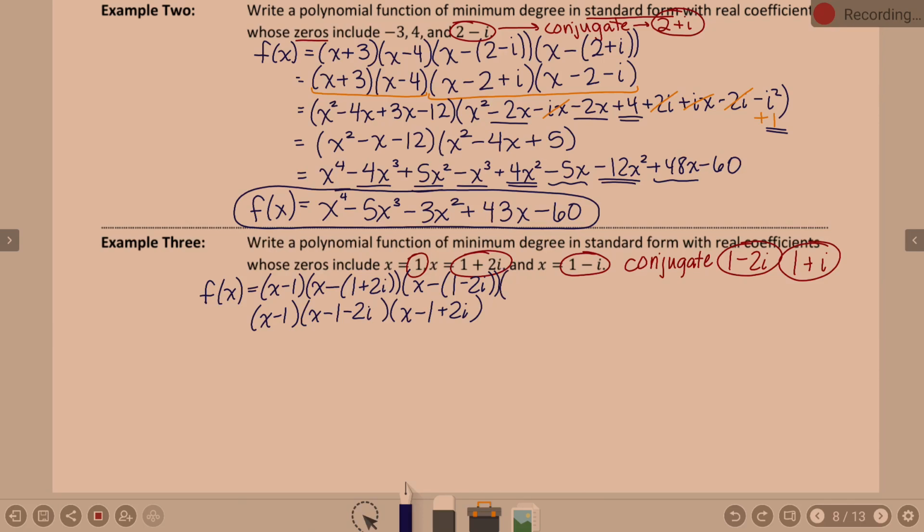And x minus the 0, 1 minus i, or it's x minus 1 plus i. And the conjugate of 1 minus i, so x minus, in parentheses, 1 plus i, or x minus 1 minus i.